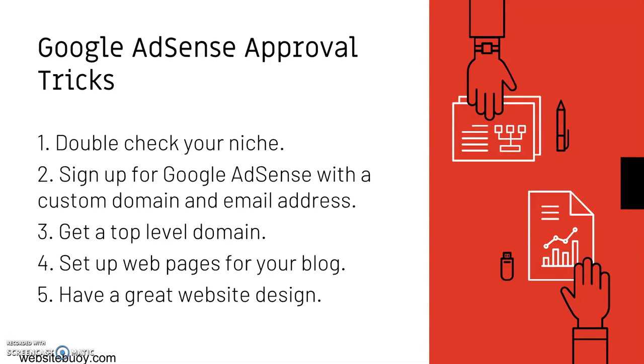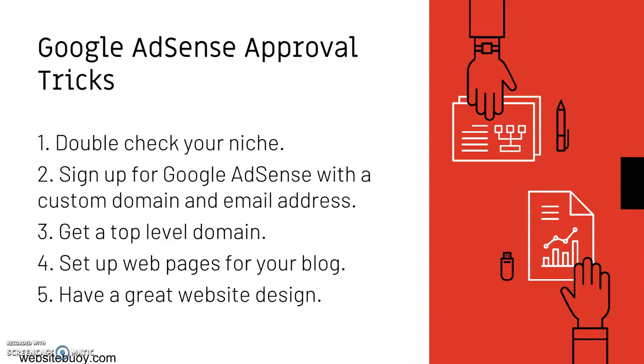So you want to double check your niche. See whether your niche is accepted by Google AdSense. Certain content like piracy, hacking tutorials will automatically get you rejected. And Google AdSense has also stopped approving blogs for saturated niches like making money online. So don't make the mistake of blogging about them.